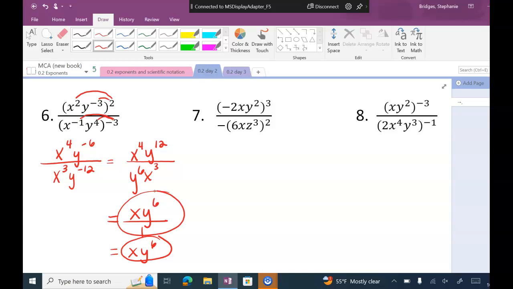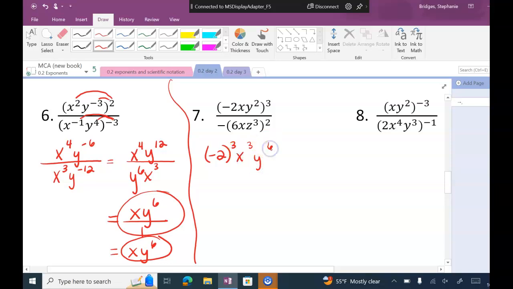Okay, and the first thing I want to do is give the exponent on the outside of the parentheses to everything inside. At the top, however, that negative is inside the parentheses, so it is going to stay inside of a parenthesis with the 2. So that's going to become negative 2 to the 3rd. It becomes x to the 3rd, and it becomes y to the 6th. Is everybody okay with that at the top so far?